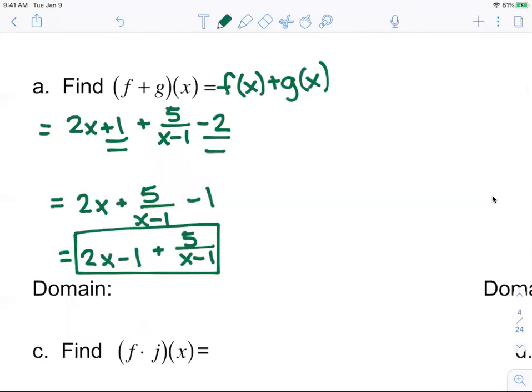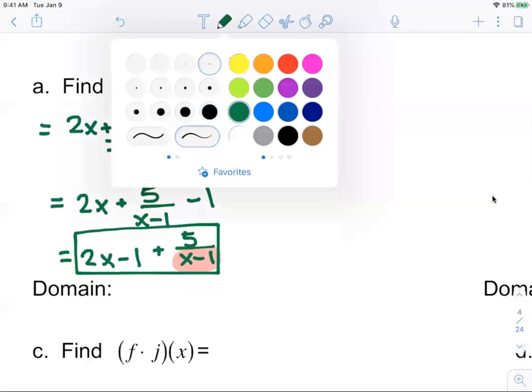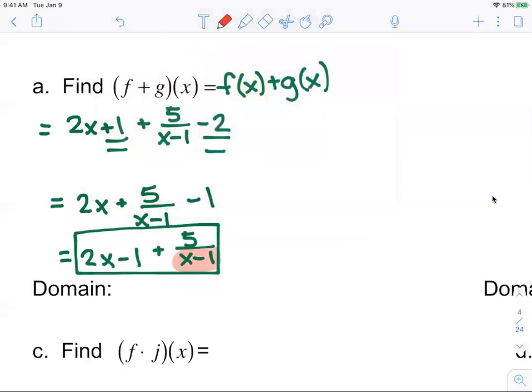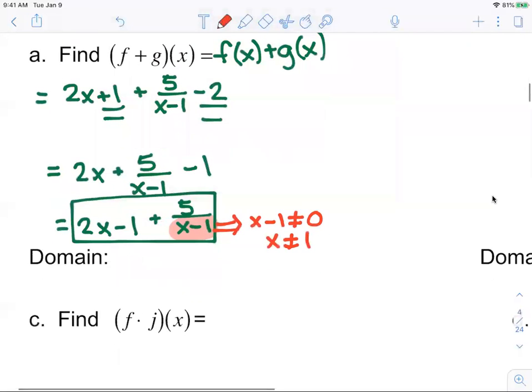The domain is going to be, when you look at the answer, using all the rules from before when we talked about square roots and fractional answers. So this one has a fraction in it. So we need to zoom in on this part here. X minus 1 cannot equal 0, right? Because you can't have 0 in the denominator. So we learned from our last set of notes, we're going to set the denominator not equal to 0 and solve. So that means x cannot equal 1, which means the domain is everything but 1.